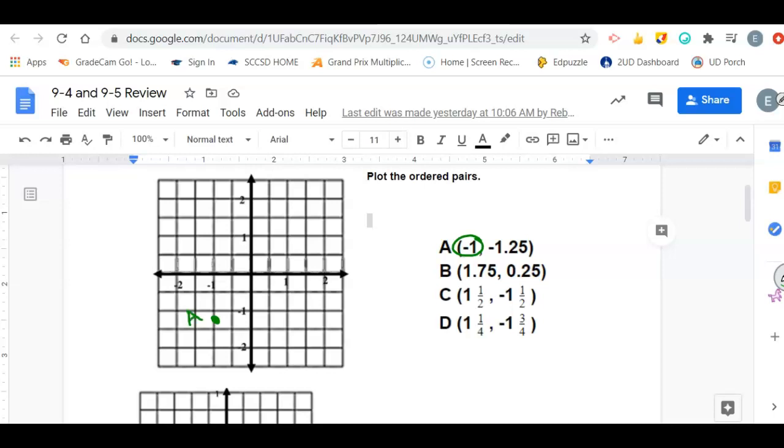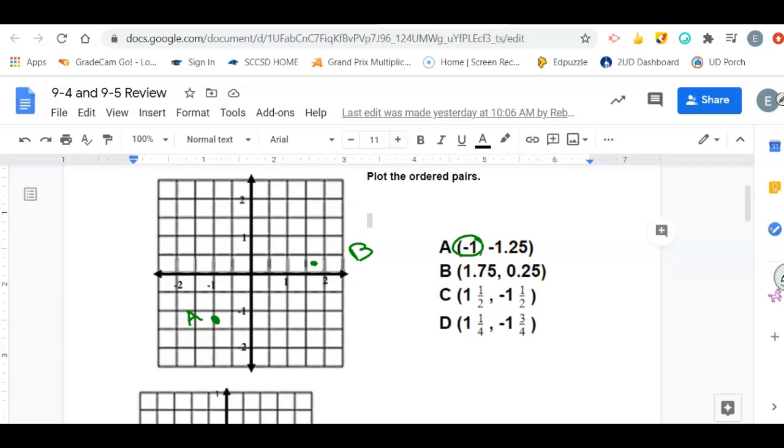B. B is located at 1 and 75 hundredths, comma, 0 and 25 hundredths. What quadrant is that going to be in? Sam? Quadrant 1. Good. So we go to the right. It needs to be between 1 and a half and 2, so I'm not going to be on a line on my x-axis. Then 25 hundredths. Again, not going to be on a line. It's going to be located in the middle of a square. Questions?